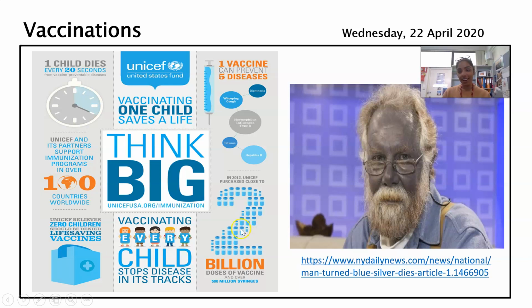So this is a really great article to read about why we learn about these things and why it's so important. This man was self-medicating with a substance known as colloidal silver, and it caused his skin to turn blue, and sadly he eventually died. So learning about this stuff is really important.